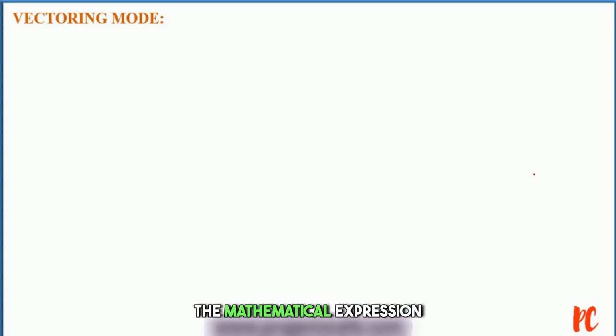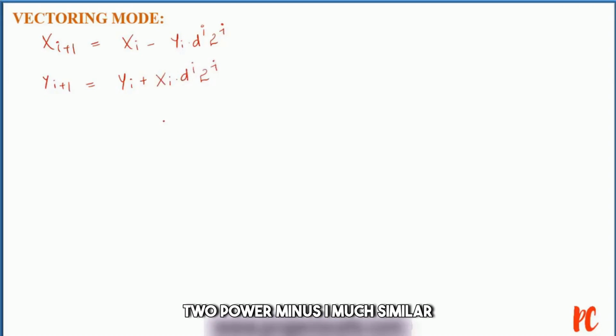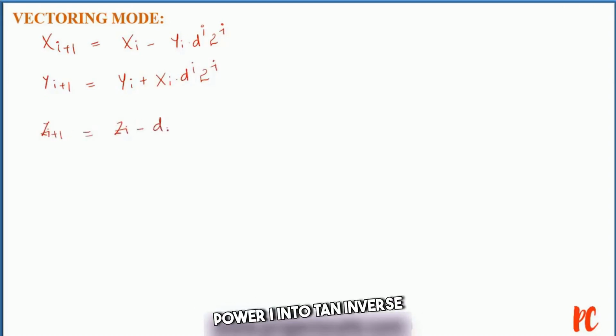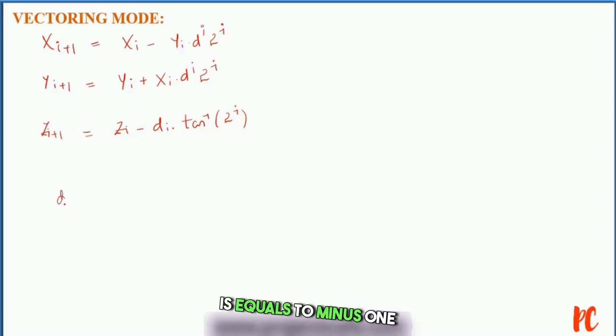So the mathematical expression with respect to the vectoring mode will be much similar to the rotational mode, which is xi plus 1 is equal to xi minus yi into d power i into 2 power minus i. Similarly, yi plus 1 is equal to yi plus xi into d power i into 2 power minus i. Much similar with respect to the angle, zi plus 1 is equal to zi minus d power i into tan inverse of 2 power minus i. Since the rotation is initiated to 0 and the accumulator contains the traversed angle of the previous ones, we can consider here di is equal to minus 1 if yi is positive.